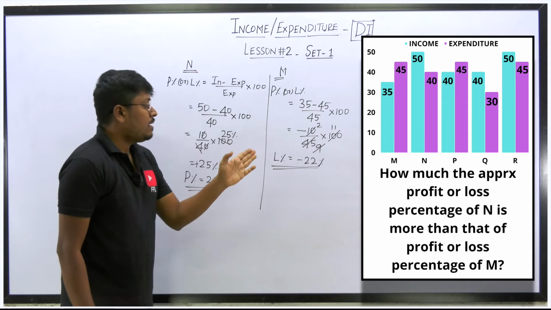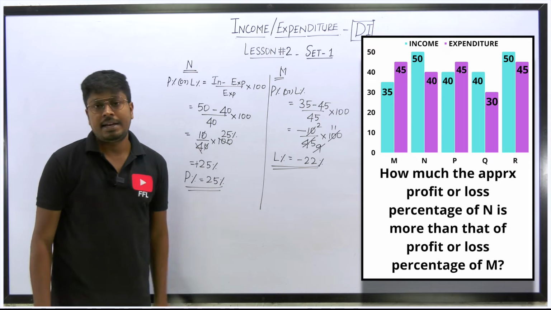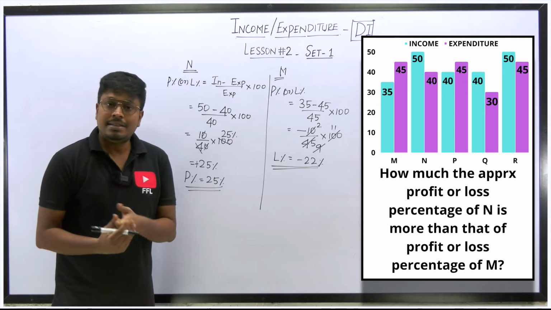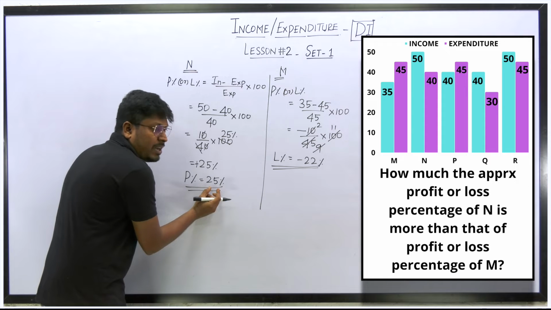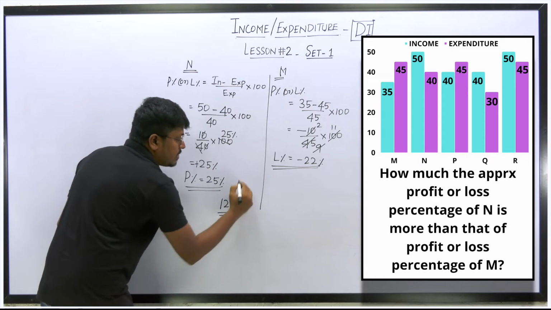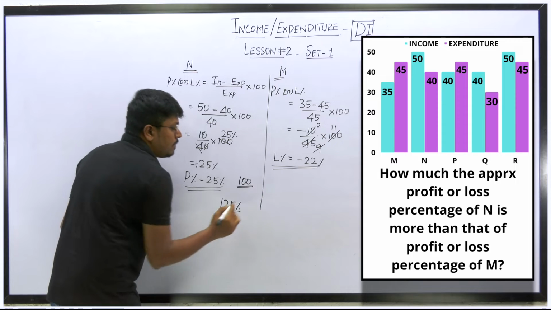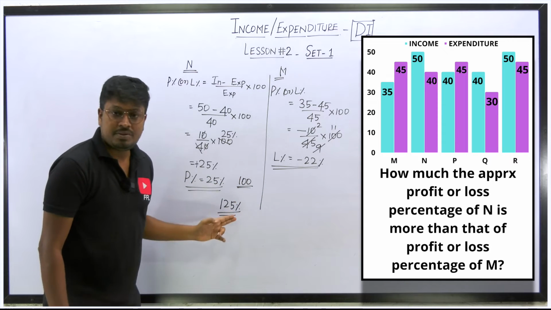Our target is to find, when compared to company M, how much more profit company N is getting. There is one easy way to solve this question. How much profit? 25% profit. So we can write this as 125%. Yes or no? 100% will be the base value. From 100% they are getting 25% profit, which is 125.